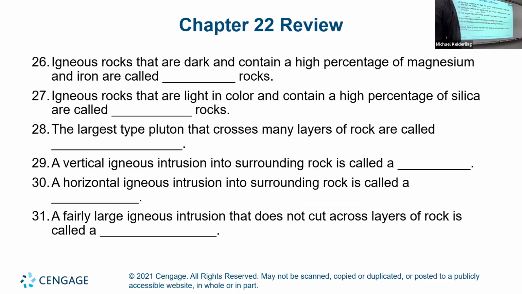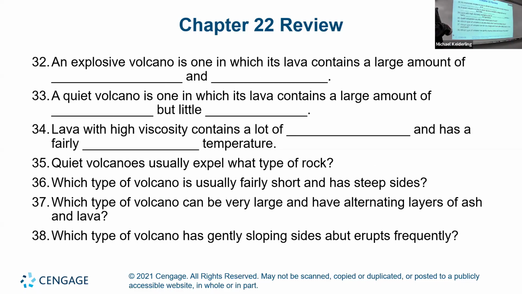The largest type of pluton that crosses many layers of rock is called a batholith. A vertical igneous intrusion into the surrounding rock is called a dike. A horizontal igneous intrusion into the surrounding rock is called a sill. A fairly large igneous intrusion that doesn't cut across layers of rock is called a laccolith. That's the one that blisters up between layers of rock.